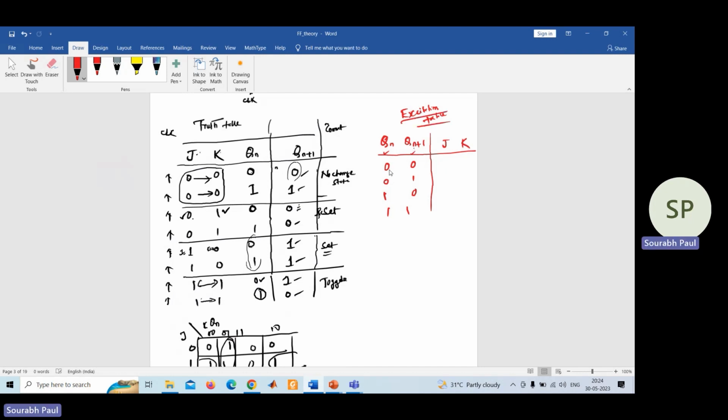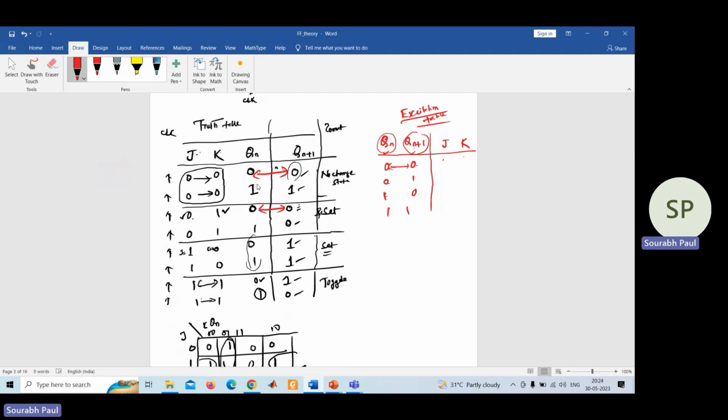So you have two variables, four combinations. You can make 0, 0, 0, 1, 1, 0, 1, 1 as you are given Qn and Qn plus 1. From there, you need to identify J and K. Now, how to find the excitation table? You see the truth table. How many times did the 0, 0 combination come in Qn and Qn plus 1? Here one time and here one time.